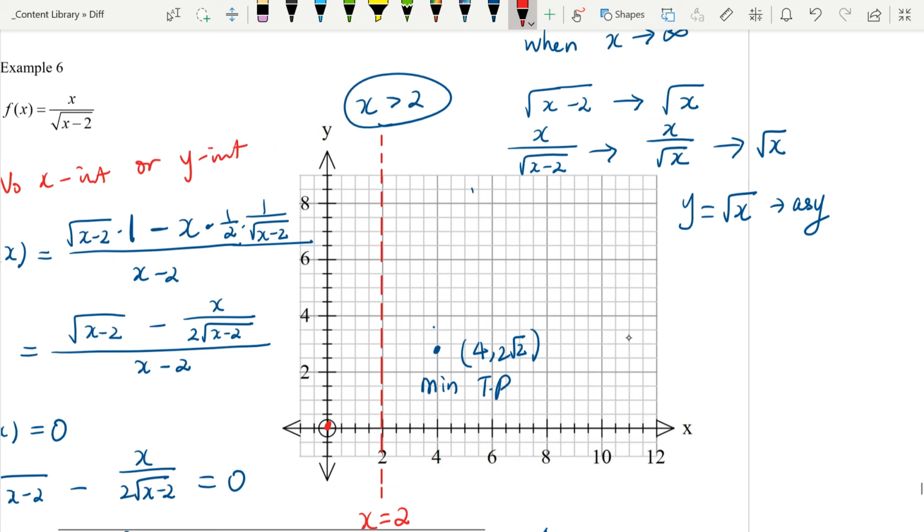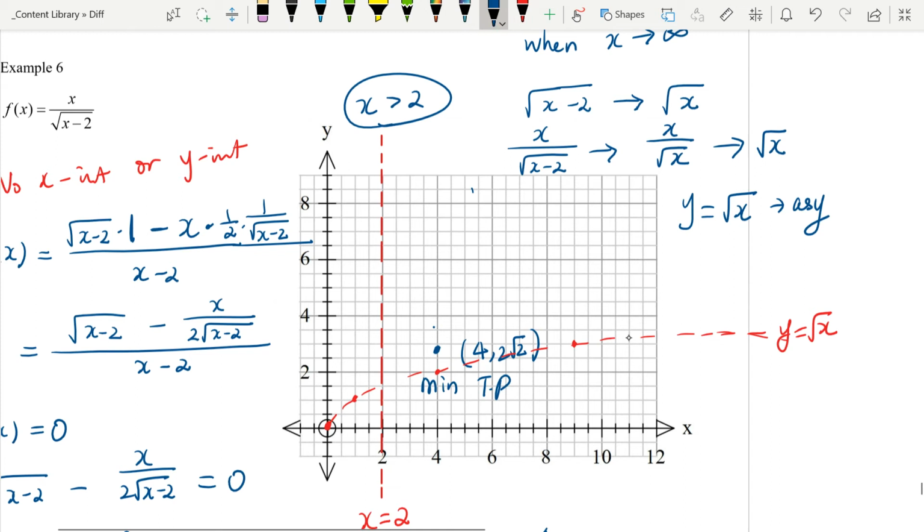When x has smaller values, it won't be your asymptote, because square root x and square root x minus 2 are a huge difference when x is small. But when x is big, there's no difference anymore. So that's your y equals square root x. Your behavior in the end will approach this line.